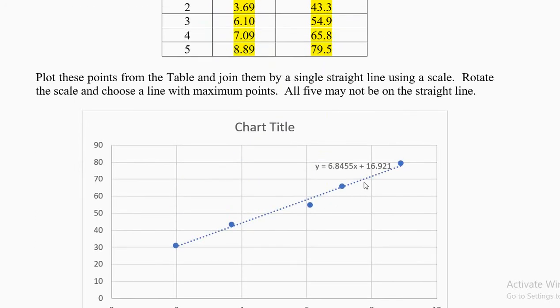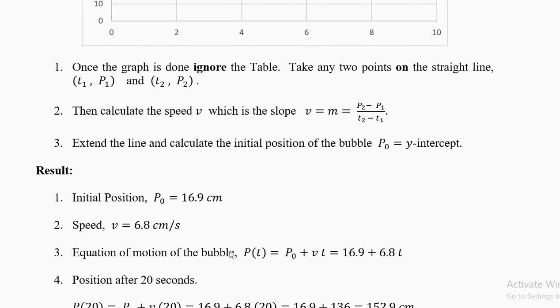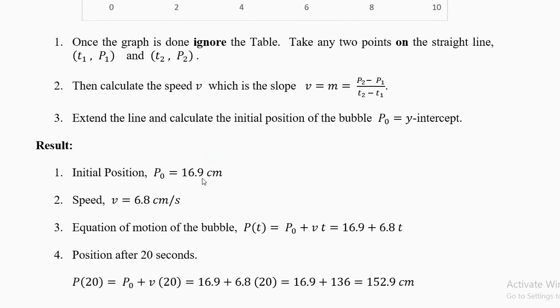Now in this line, the P0 is how much? 16.9. The line will cut somewhere here, 16.9. Now the initial position is 16.9. The speed, the slope, you have 6.8 centimeters per second. If you want, you can change it to meters per second.